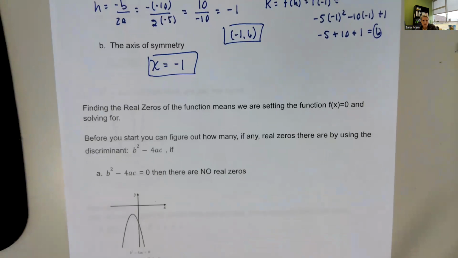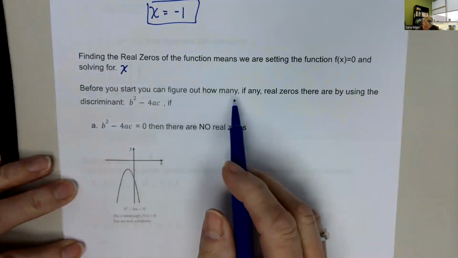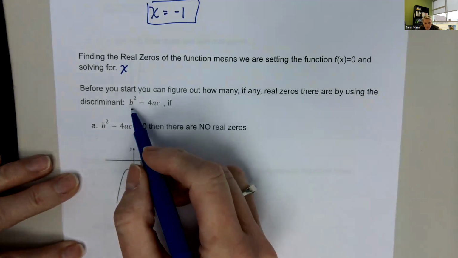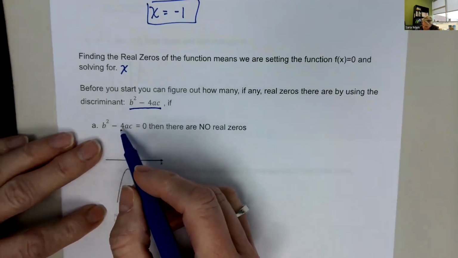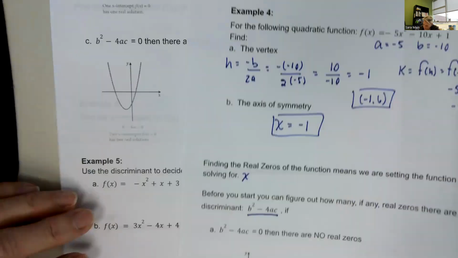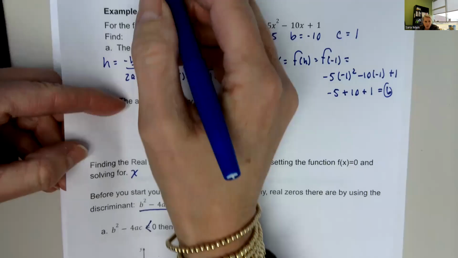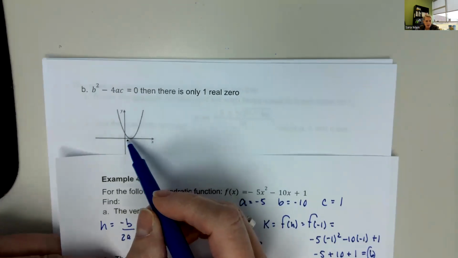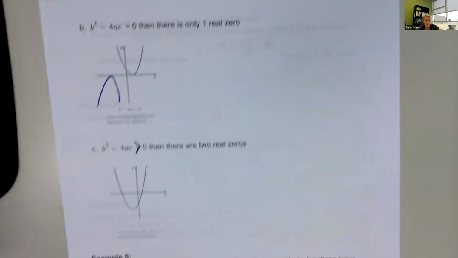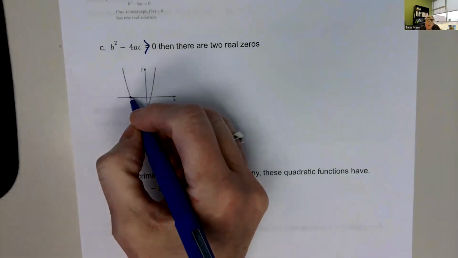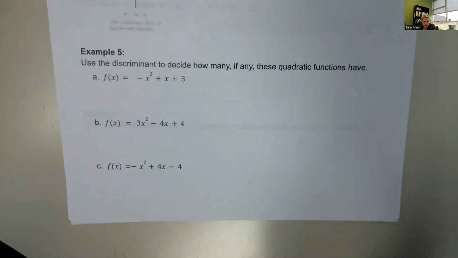Okay, so finding the real zeros of the function means we're setting the function equal to 0 and solving for x. Before you start, you can figure out how many, if any, real zeros there are by using the discriminant. The discriminant is b squared minus 4ac. If b squared minus 4ac is less than 0, there are no real zeros. If it's equal to 0, there is one real zero, and it just touches the x-axis, either coming down or coming up. And if it's greater than 0, then there are two real zeros, where we can see it actually cross the x-axis.